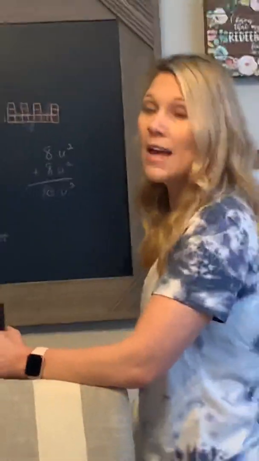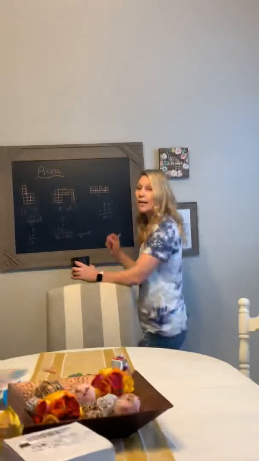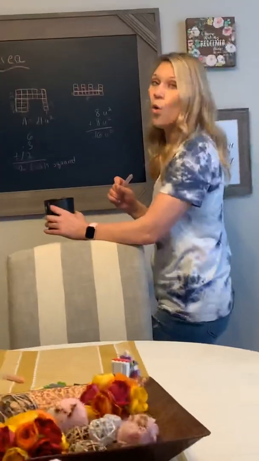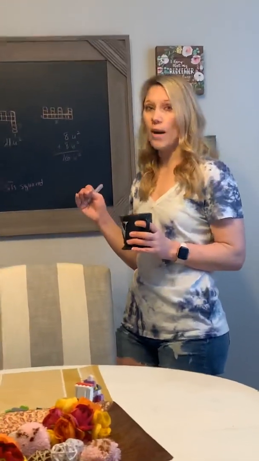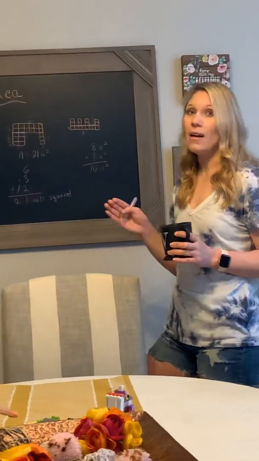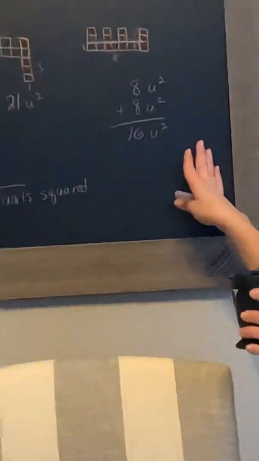Voila. And that is how you can find area of irregular shapes, either by counting the units inside or by chopping up to find different rectangles or squares and then adding the area of each of those up together. So this is another way to find area.